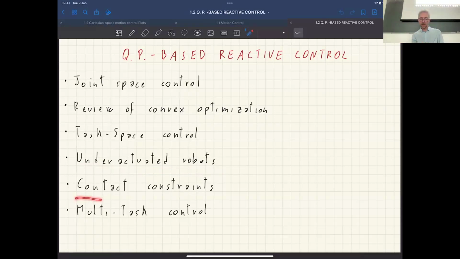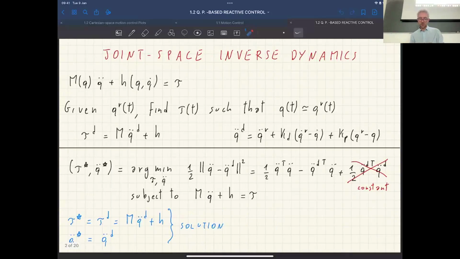And then we're going to see how we can start also including contacts into the control framework, because so far we are assuming the robot is not making contact with the environment. When it's making contact, also the controller needs to account for those contacts. And finally, we're going to discuss multitask control. So when you want the robot to perform several tasks at the same time. So a lot of math on this slide, but we're going to take it little by little.